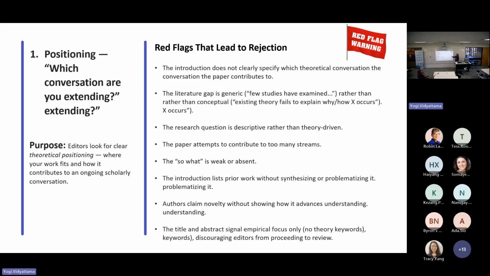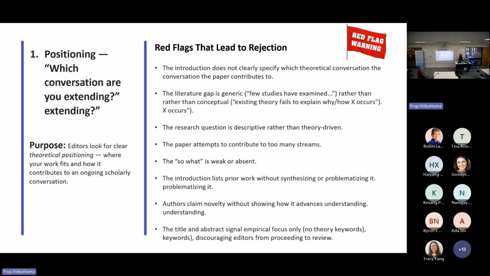Having talked with Rebecca, she mentioned it would be really cool to include some of the red flags, or indications that this most likely is going to get rejected. Whether it's rejected by the editor or the reviewers varies, but most likely it will get rejected because of these reasons. And then I'm going to talk about what to do instead. Okay, so there's a structure. One of the main things about positioning is your introduction, right? The introduction does not clearly specify which theoretical conversation the paper contributes to.